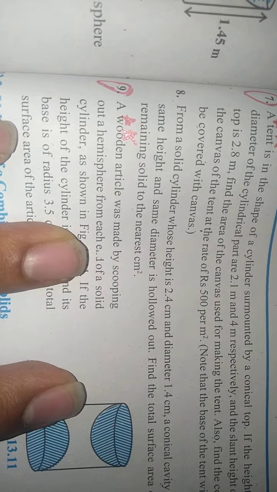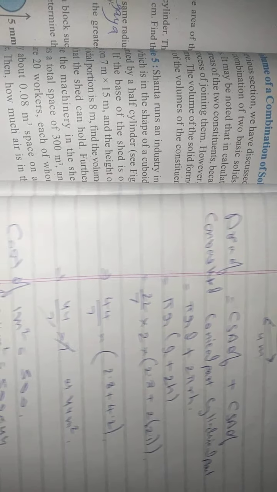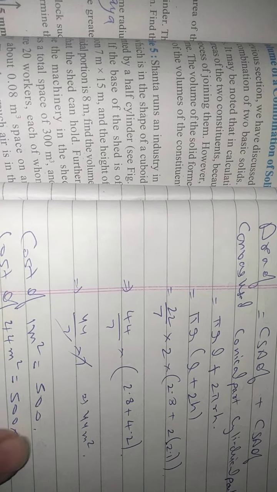Now one more thing you may ask, sir, why have I taken the cylinder CSA? Because the bottom is also there. Now look at that. This is clear. In the tent the bottom is not there because the tent is open from the bottom. Clear? So pi r l plus 2 pi r h, pi r common, l plus 2h. Now put the values of r, l, h and solve it. You will get the answer 44 meter square.